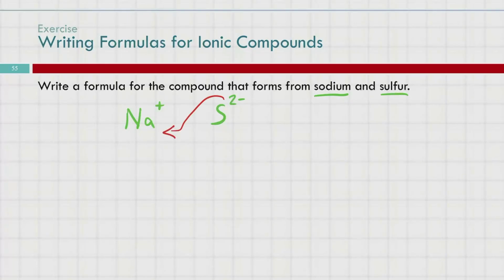You can do it that way, or if you want to, you can just swap and drop or crisscross. That's always an option. And so this is going to turn into Na with a subscript of 2, and then S. And since we only have 1 sulfur, we can't simplify.